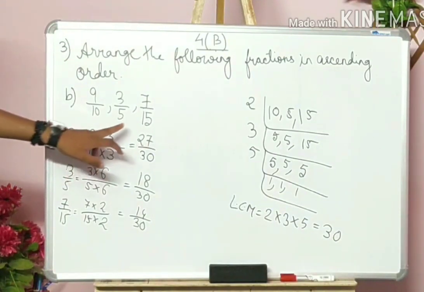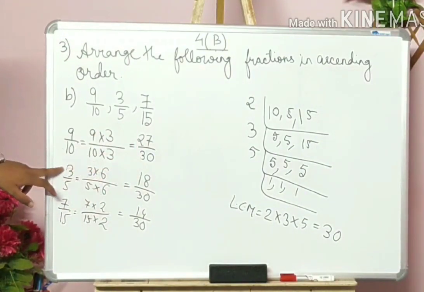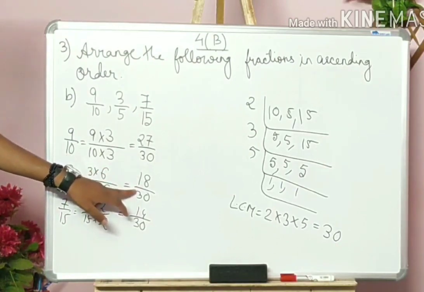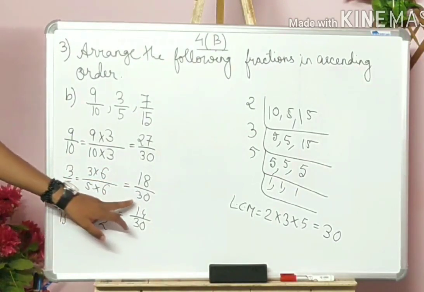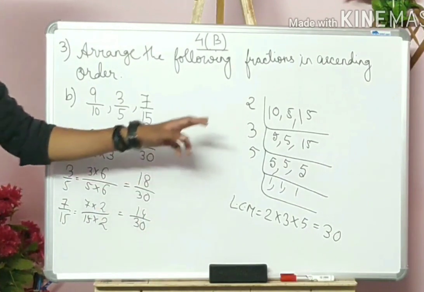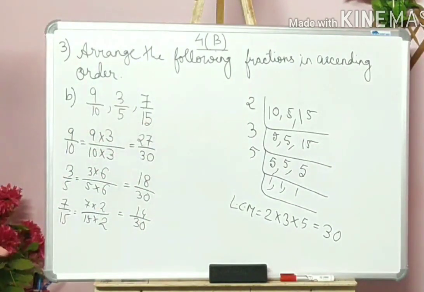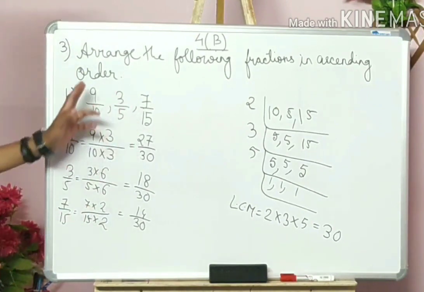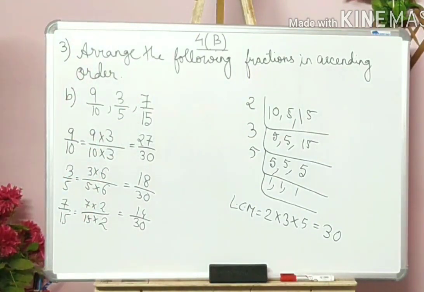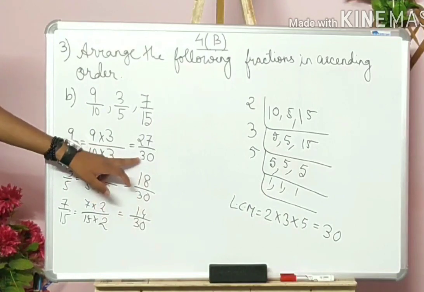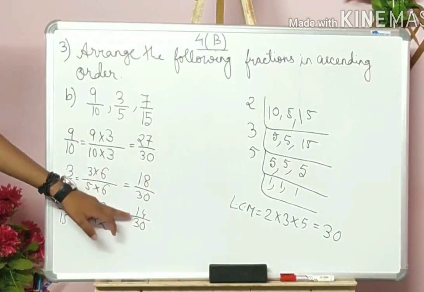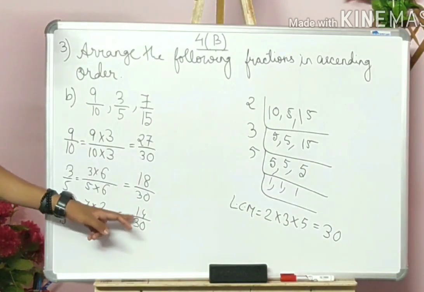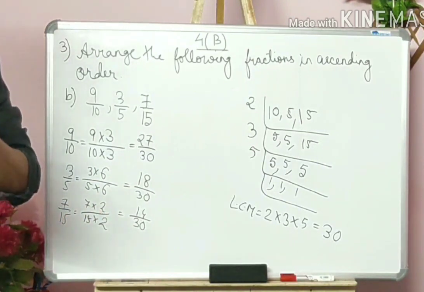For 9 by 10 we have got 27 by 30. For 3 by 5 we have got 18 by 30. And for 7 by 15 we have got 14 by 30. That means after taking the LCM, what have we done? We have just transformed these unlike fractions into like fractions. You see all the denominators are the same: 30, 30, 30. If all the denominators are the same, we can compare these numbers very easily.